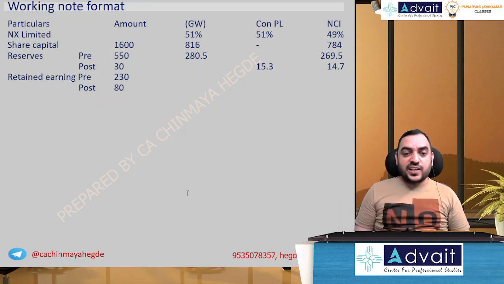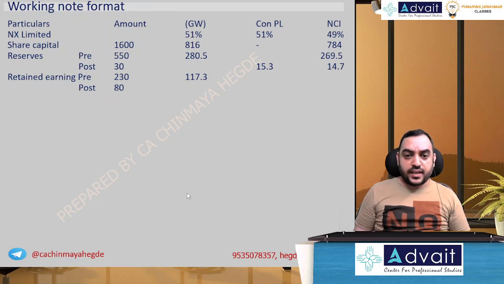Pre-acquisition comes in goodwill calculation. 230 into 0.51, 117.3, and in the NCI column, the share is 230 into 0.49, 112.7. Post-acquisition comes in Con PL. 80 into 51%, 40.8. 80 into 49%, 39.2.